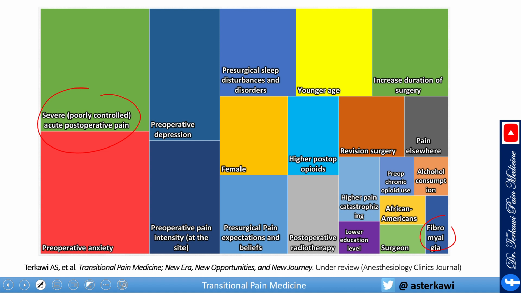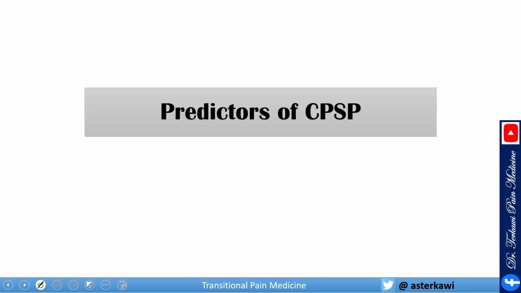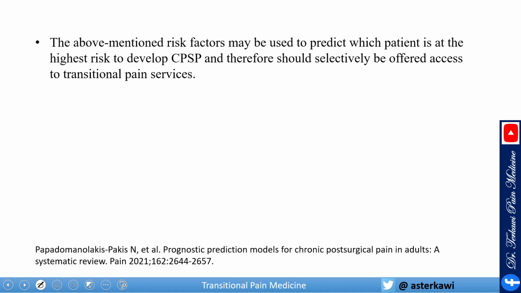And of course, number one was severe, poorly controlled acute post-surgical pain, preoperative anxiety, depression, perioperative pain intensity at the site, sleep disturbance, female, younger, increased duration of surgery, postoperative radiotherapy, and you go on. So how can we predict chronic post-surgical pain? If you use the above mentioned risk factors, you might be able to predict.